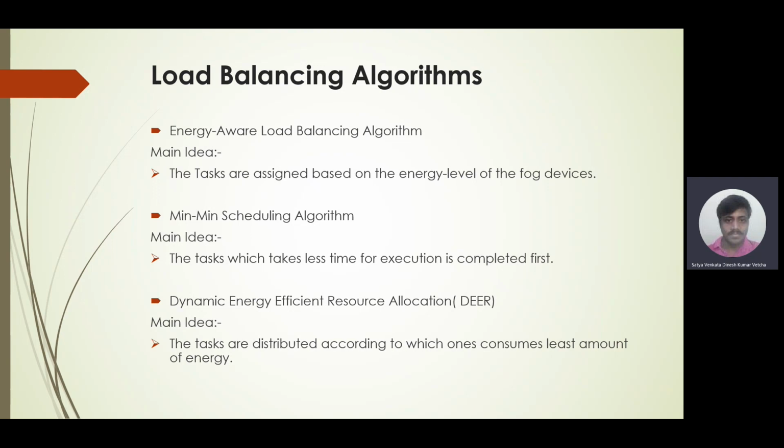There are other algorithms, like min scheduling. In this, the task which takes less time for execution will be completed first, not based on the importance of the task, like those which require quick responses. If they are taking more time, they need to wait in the queue. Then we can achieve an efficient resource allocation algorithm. In this, the tasks are distributed according to which ones consume less amount of energy.